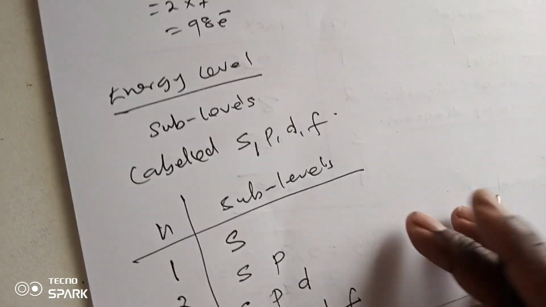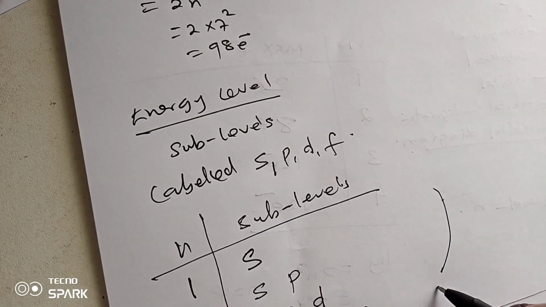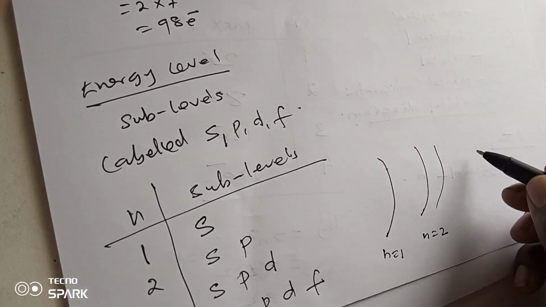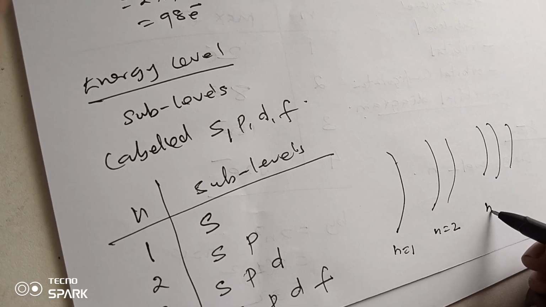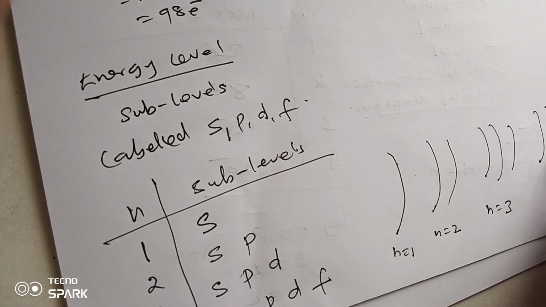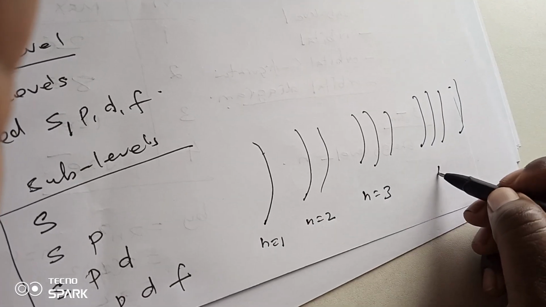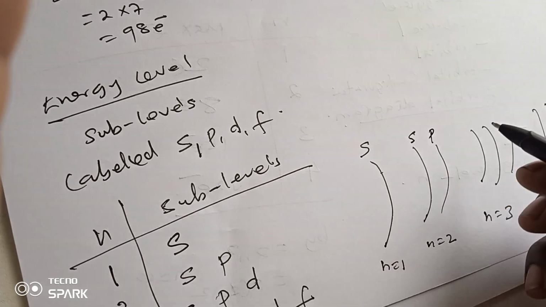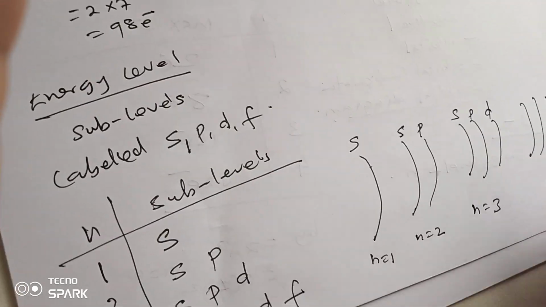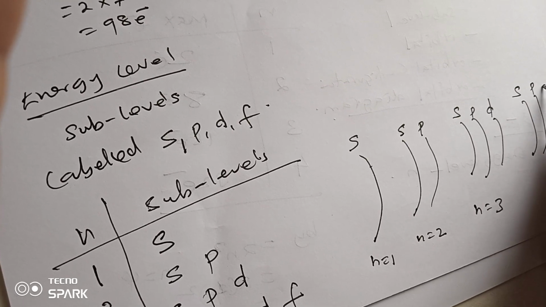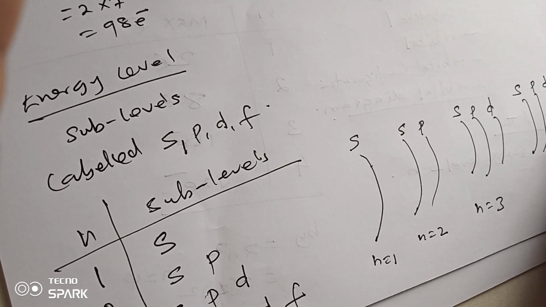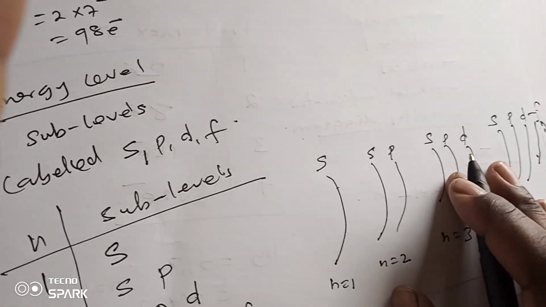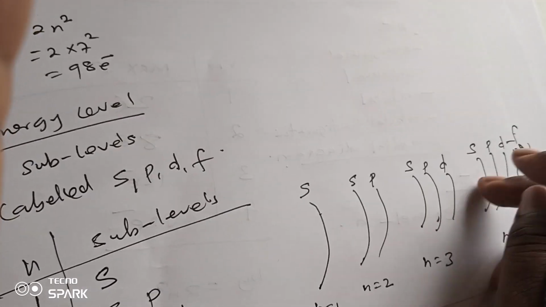You should know that. This one you can describe by using a diagram. This is the first one. The second one has 2, when the energy level is 2. The energy level, which is the third one, has 3. The fourth one has 4. And this one is S. This one is S, P. This one is S, P, D. This one is S, P, D, F. There are only 4.